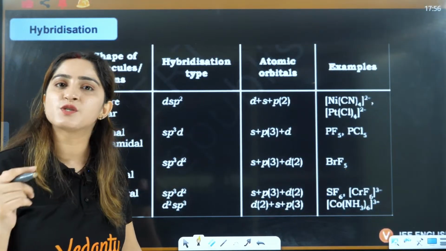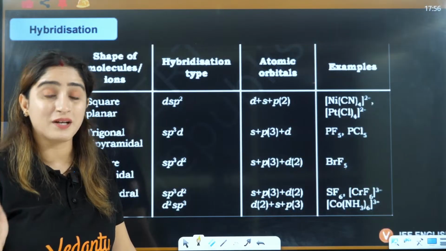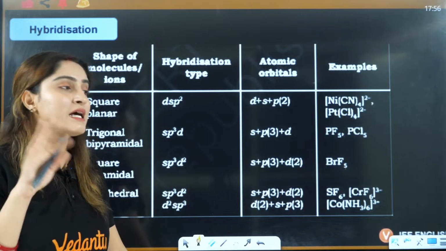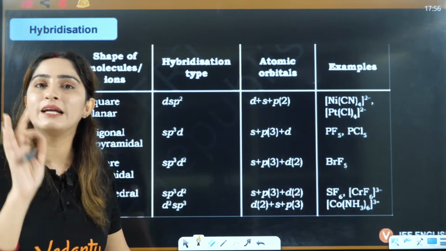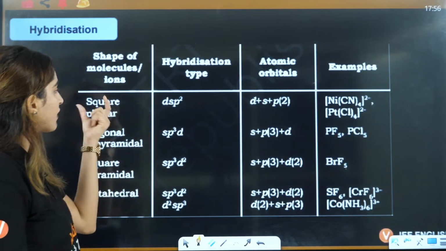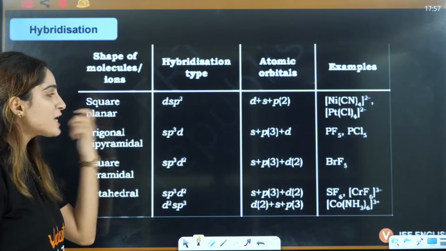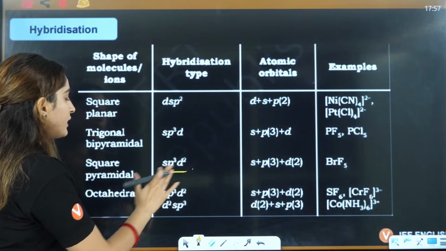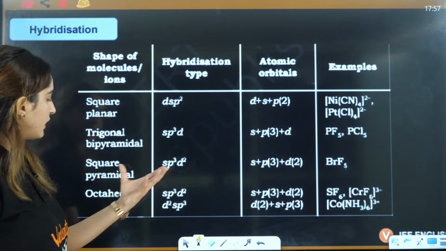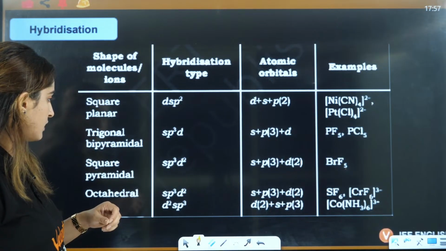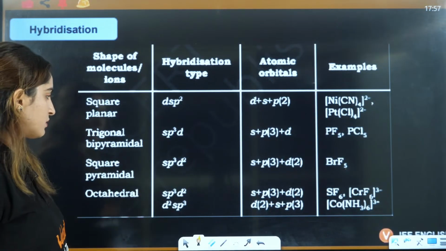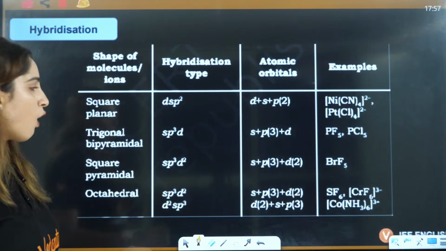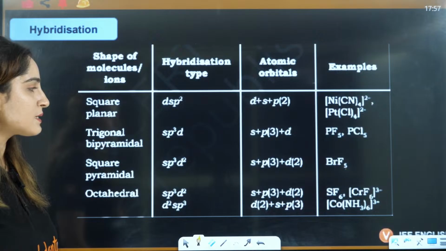We discussed s and p orbitals in sp, sp2 and sp3. Can d orbitals also show hybridization? Yes, they can. The hybridizations shown by d orbitals are dsp2, which gives rise to square planar geometry, sp3d, which gives trigonal bipyramidal, then sp3d2 and d2sp3, which give rise to octahedral geometry.